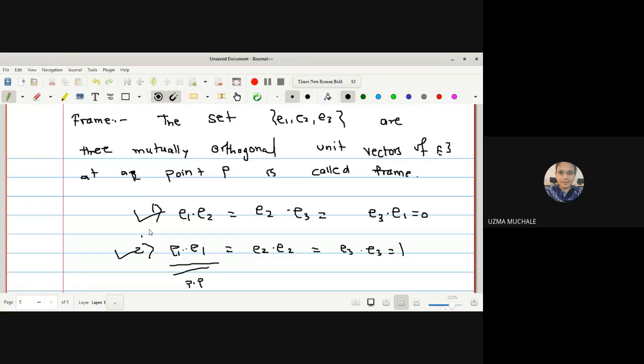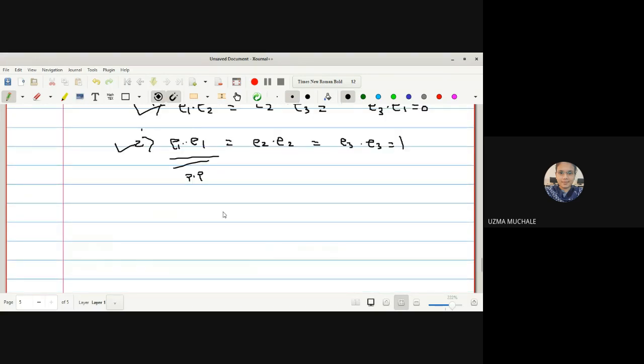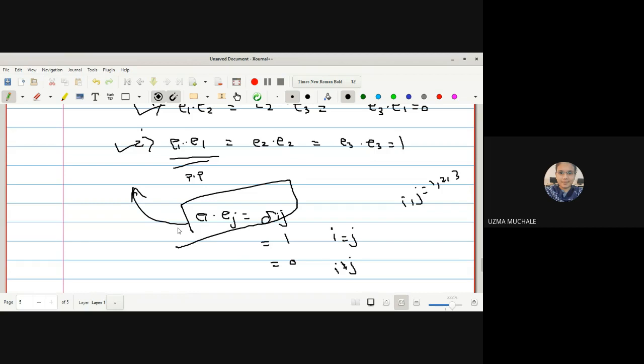Or we can say they are satisfying the Kronecker delta condition, which we have studied in our classical mechanics papers. That is, Ei dot Ej is nothing but delta ij, which is equal to 1 for i equal to j and equal to 0 for i not equal to j. Both i and j are running over 1, 2 and 3. So you can merge these two conditions into only one condition, that Ei dot Ej is equal to delta ij.